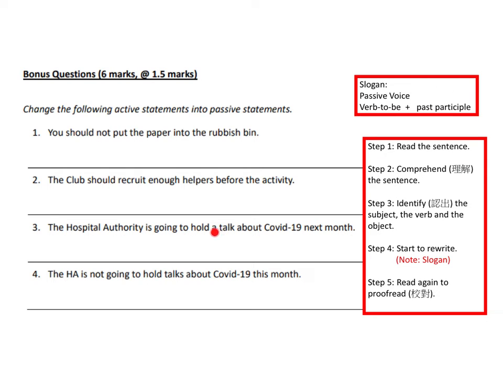Number 3 Step 1 The hospital authority is going to hold a talk about COVID-19 next month。醫管局將會舉辦一個關於 COVID-19 嘅講座,喺下一個月。呢句將會改寫為一個關於 COVID-19 嘅講座將會係被醫管局舉辦,喺下一個月。Step 3.